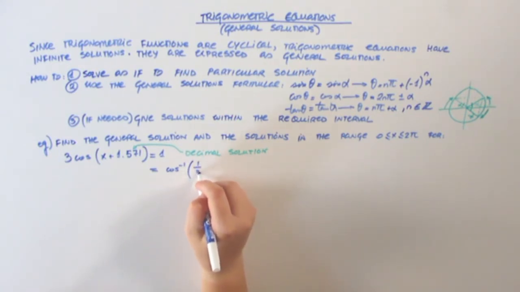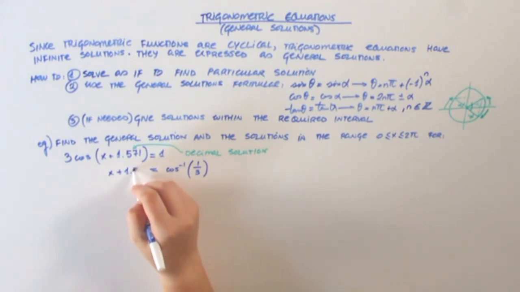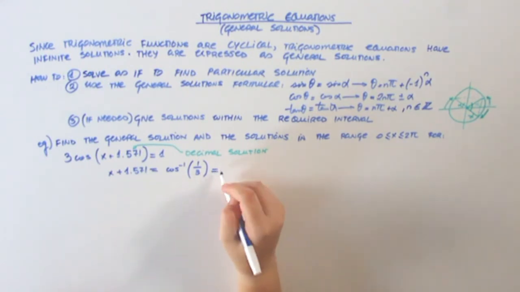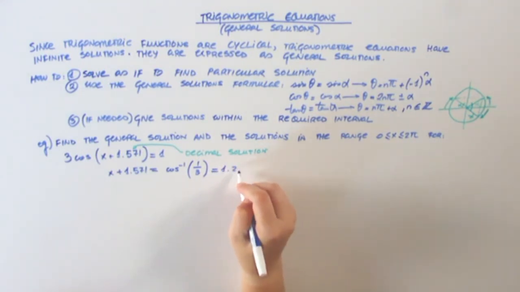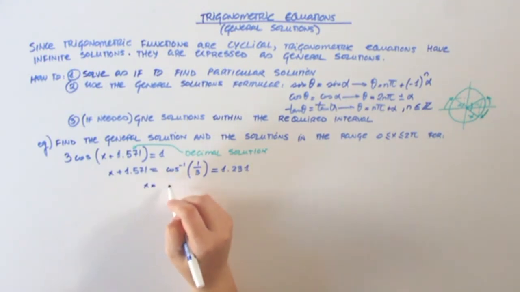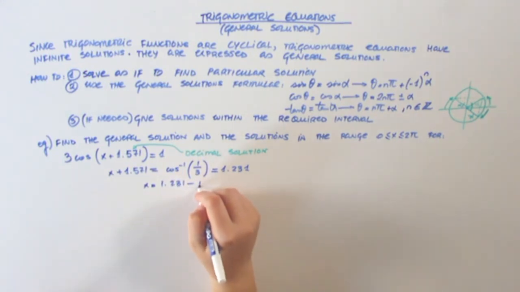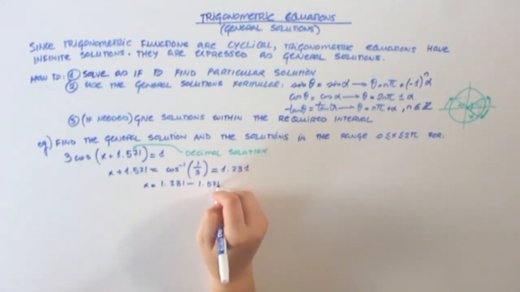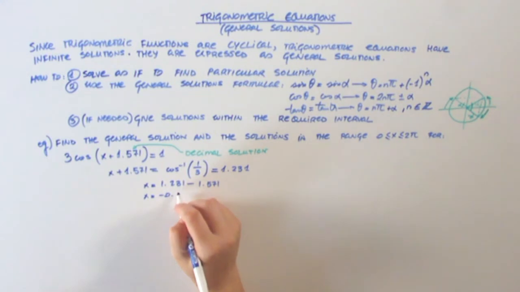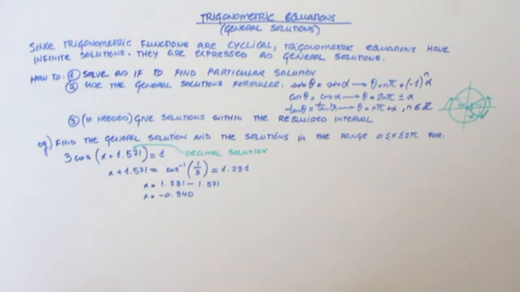So I could have that x plus 1.571 equals the arccosine of 1/3. If you do that in a calculator, that is 1.231. That means that I can get a particular solution passing the plus 1.571, subtracting to the other side, and that will give me x equals minus 0.340. Now I don't want a particular solution, I want the general one.